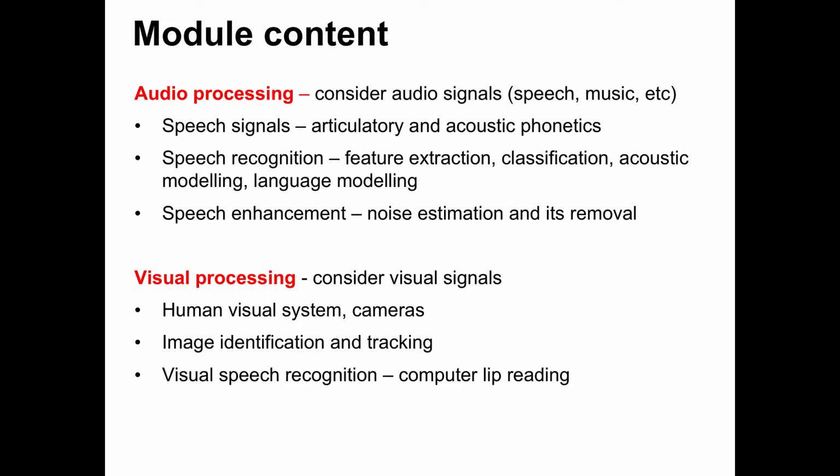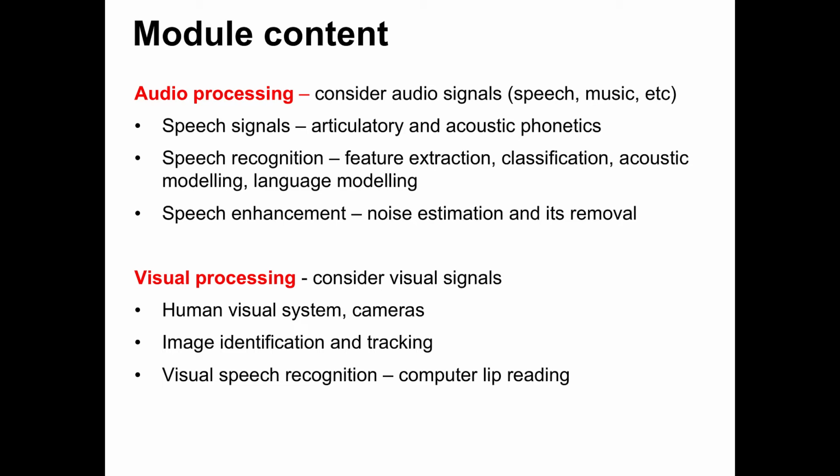The second part is visual processing. We're now considering visual signals, starting off in a similar way by looking at the human visual system and then looking at how cameras work. And based on that, we look at things such as image identification, understanding what's in an image and how we can track an object in an image. And that really is underpinning visual speech recognition.